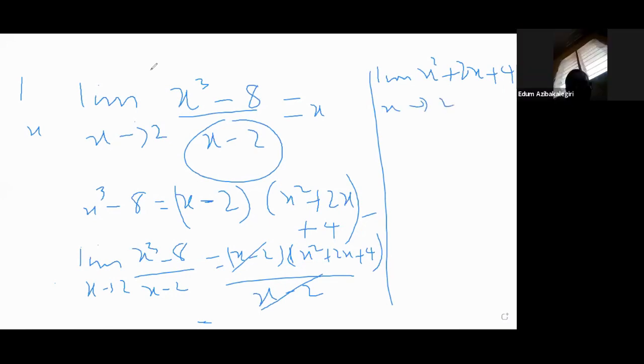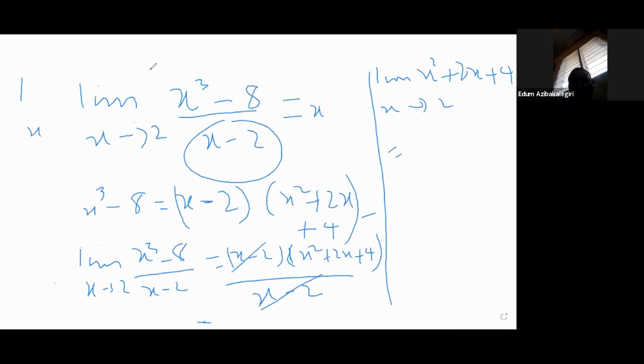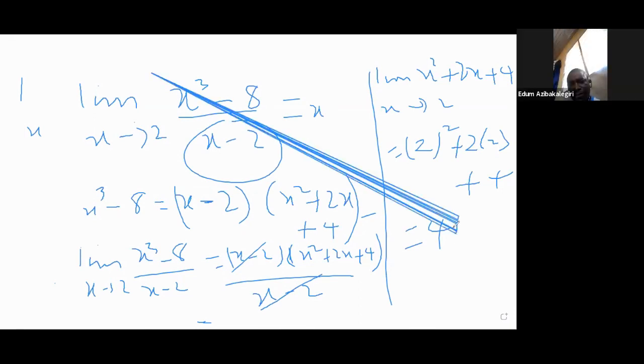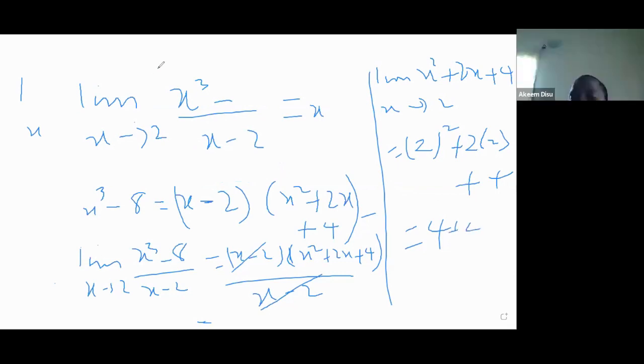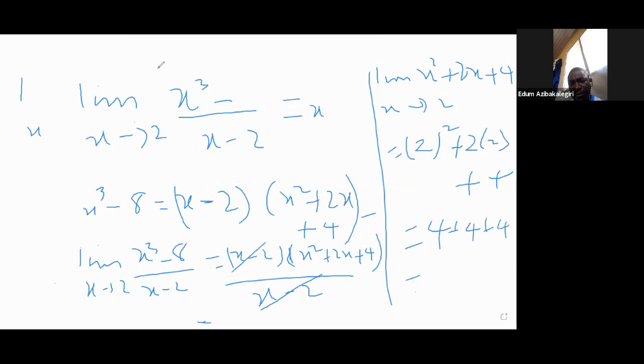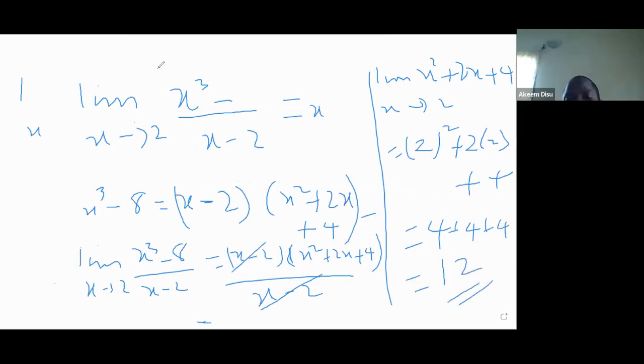Then we can now substitute directly. This will now be 2 squared plus 2 times 2 plus 4. Then we have 4, 2 squared is 4. 2 times 2 is 4. Are you getting me? It's 4. That's 4 plus 4 plus 4, and this gives us 12. Is that taken?